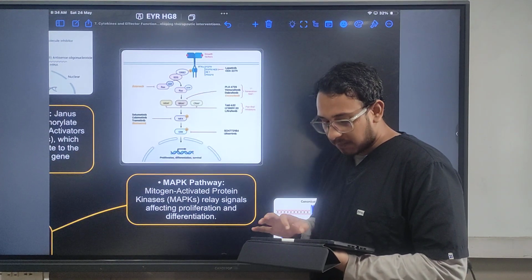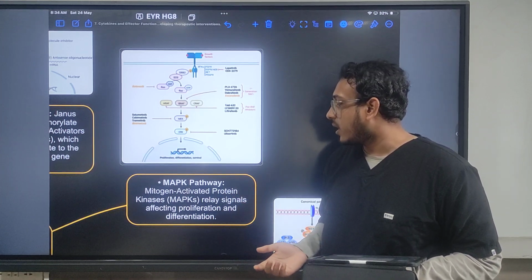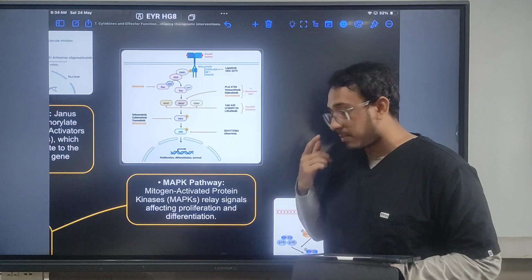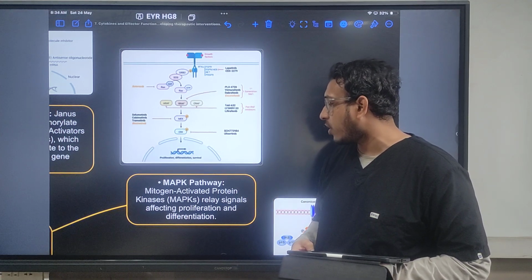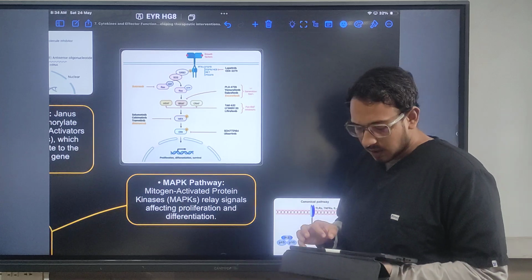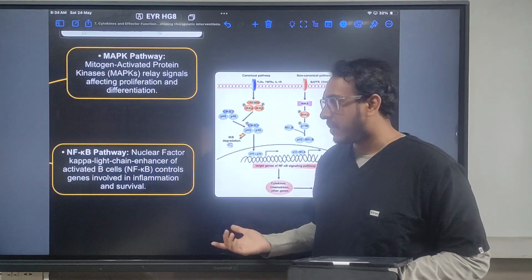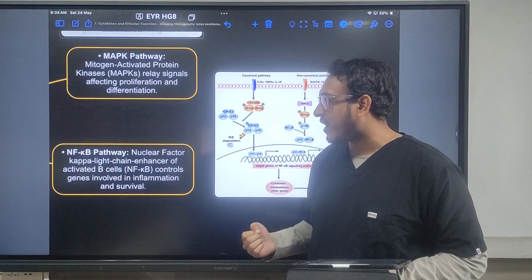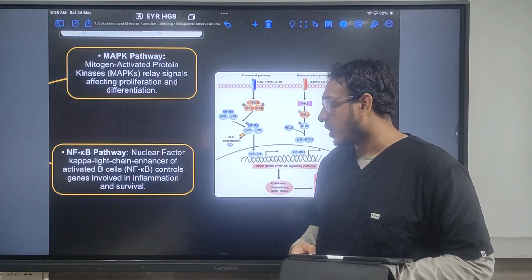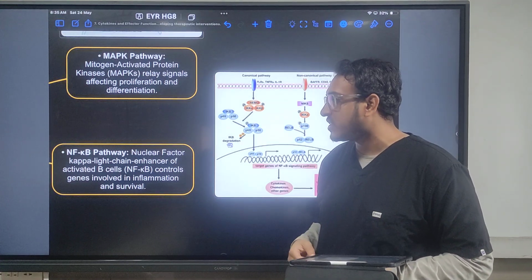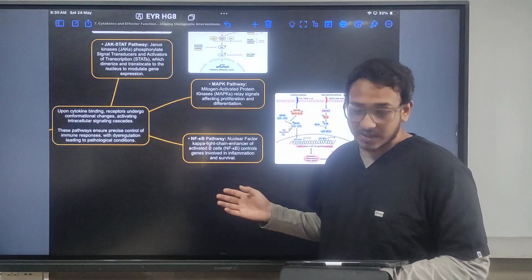Then there is the MAPK pathway. This is the mitogen activated protein kinase, MAPK, and they relay signals affecting proliferation and differentiation. Then there is the NF-kappa B pathway. It is the nuclear factor kappa light chain enhancer of activated B cells. This mechanism controls the genes involved in inflammation and the survival of the cells.